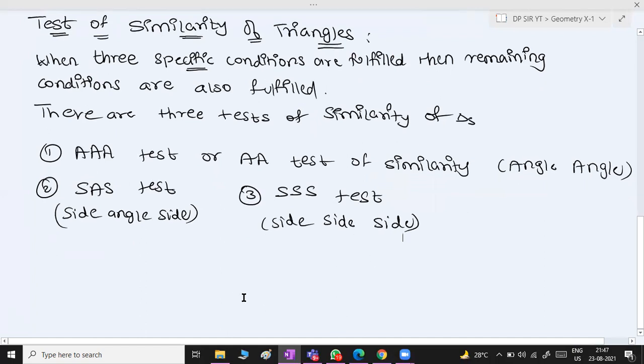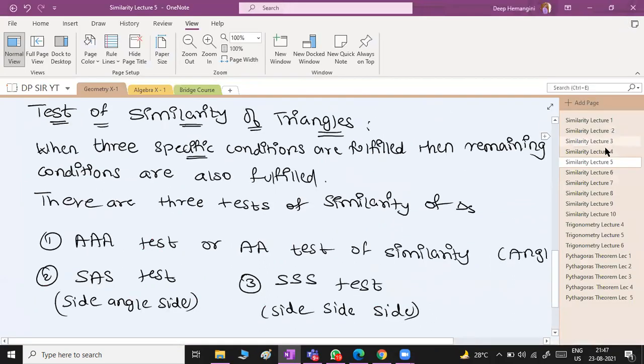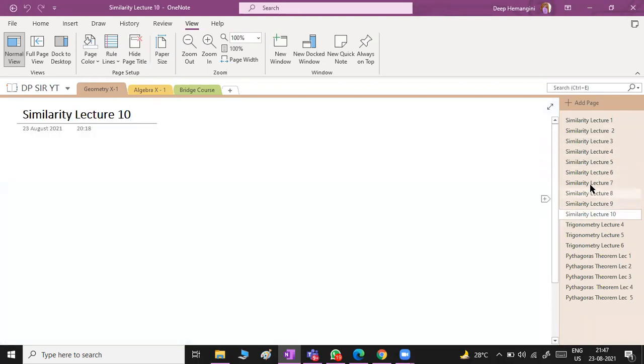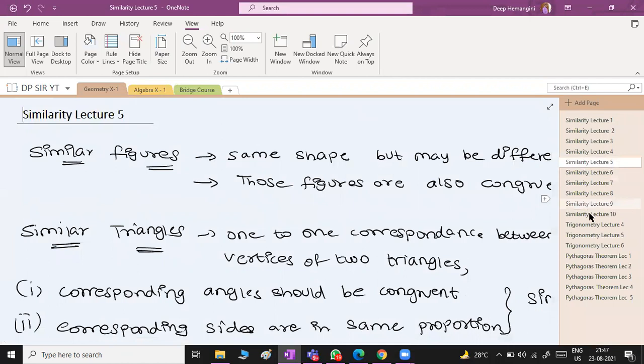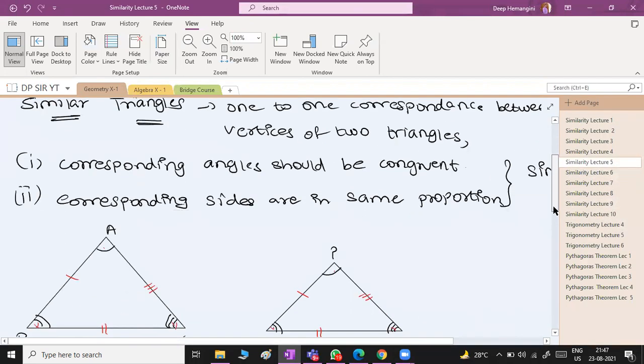So now, talking about each test in detail. See, I won't explain each test, I won't write theory here. It takes a lot of time and I will require nearly 10 lectures for similarity. So it's again a big number of lectures that I need to record and cover.